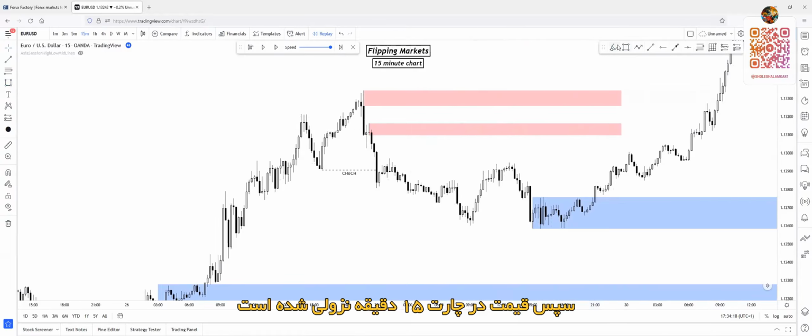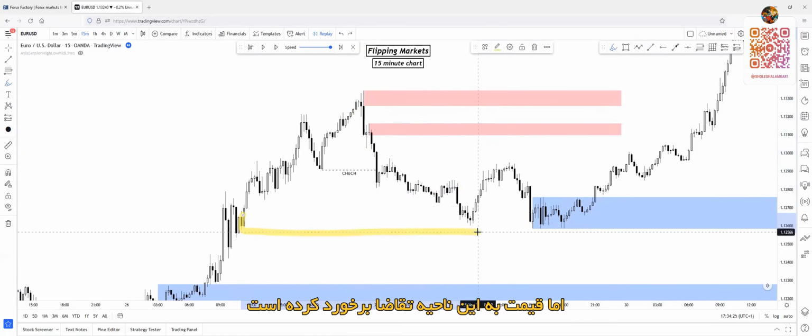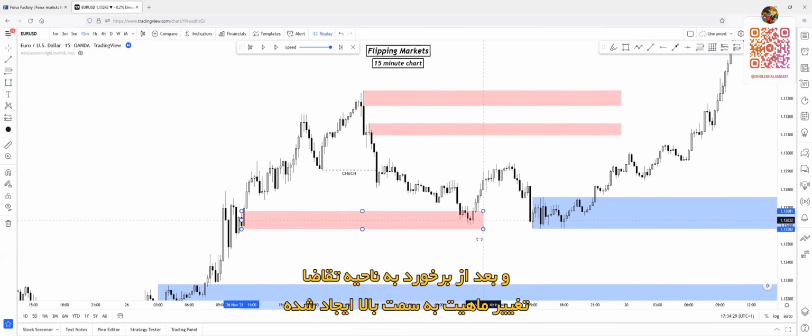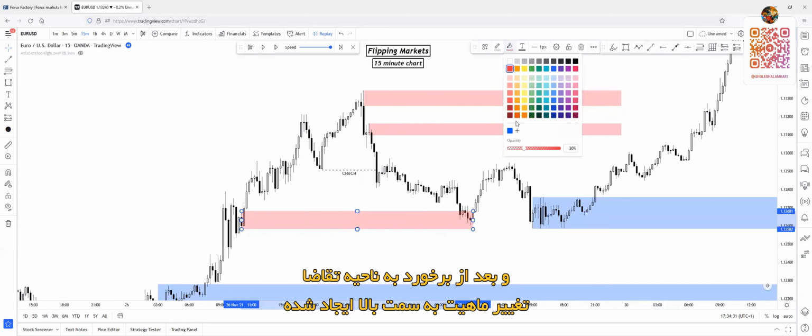So yeah, after this, price started to do a bearish trend here on the 15-minute chart. But price stepped into this demand zone right here, tapped into this demand zone, and changed character to the upside after the tap of this demand zone.